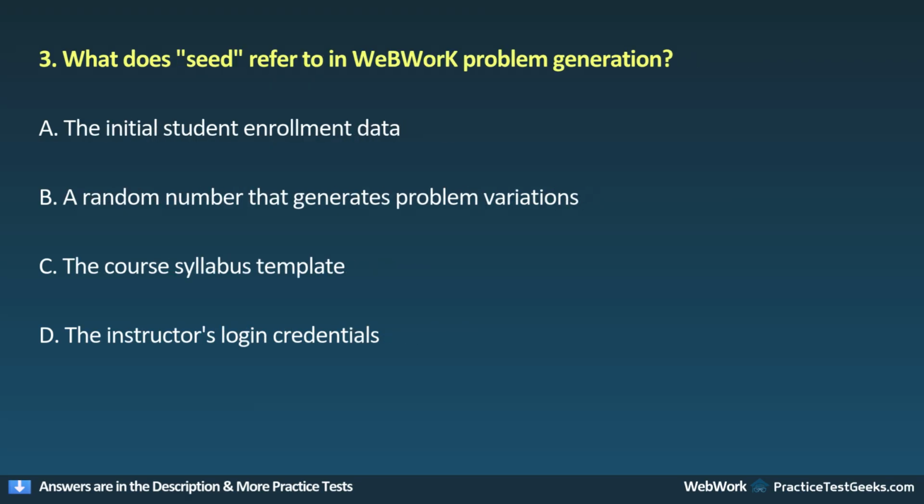3. What does SEED refer to in WeBWorK problem generation? A. The initial student enrollment data. B. A random number that generates problem variations. C. The course syllabus template. D. The instructor's login credentials.